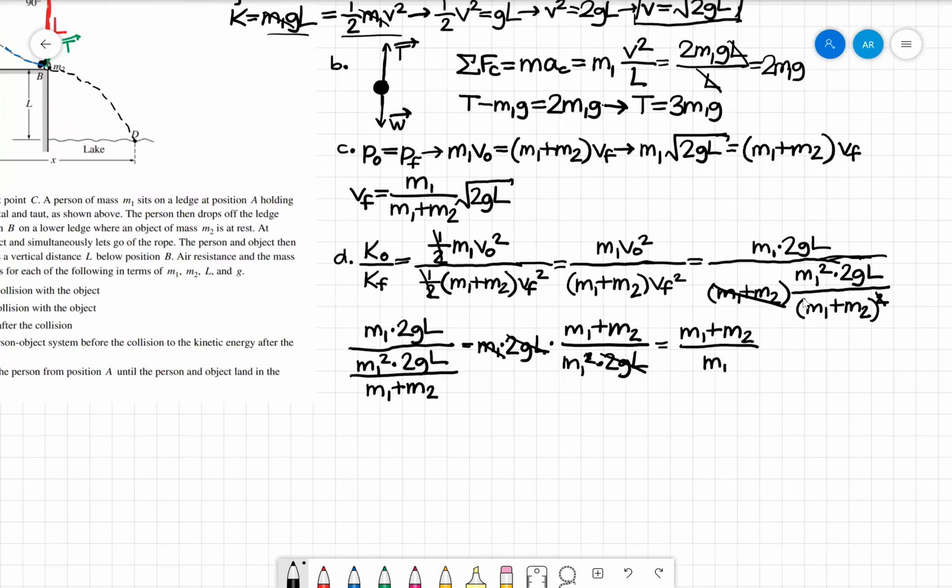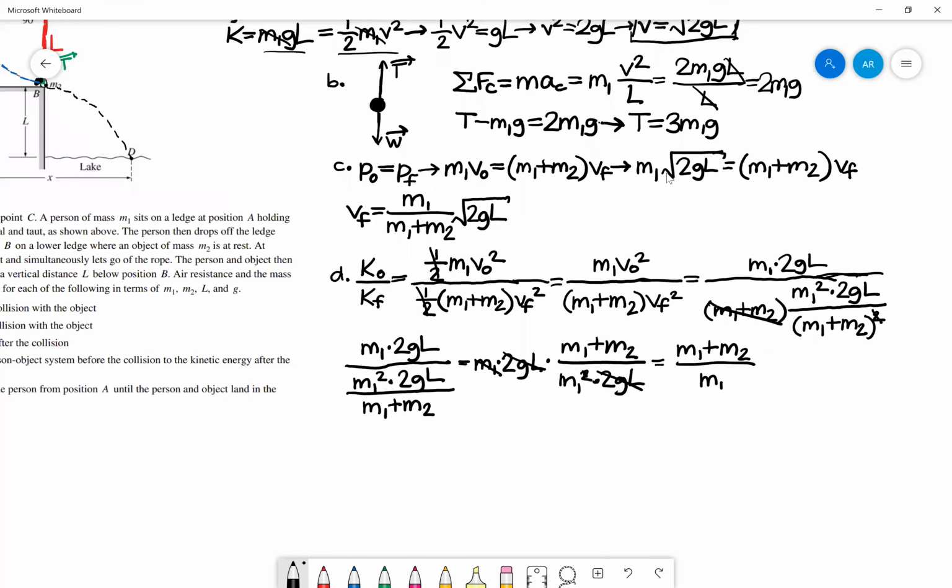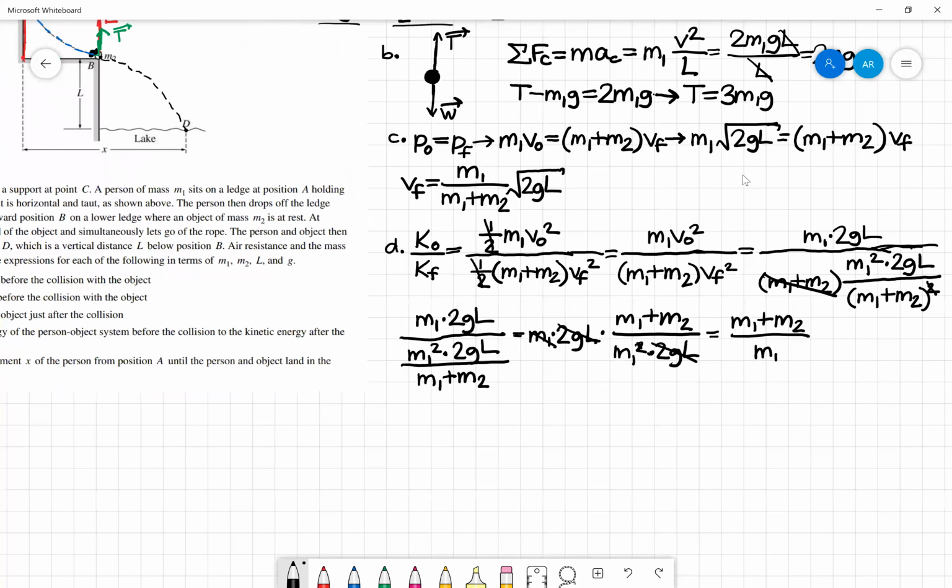Okay then, do we have any questions so far on any of the parts or on this part? Okay, it appears that there are no questions. So we're going to move on to the final part, and that is part E.